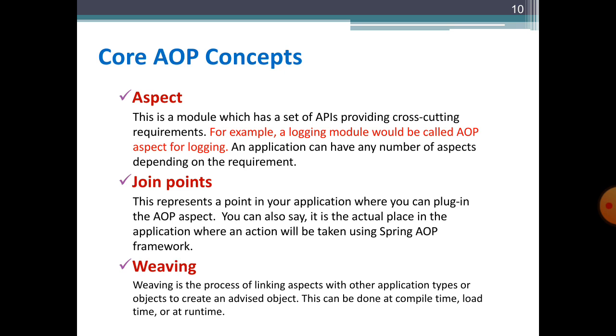So what are join points? Join points are where the advice is actually applied. What is advice? We will see different types of advice in a later part as well. Basically, a join point shows a point in your actual application where you can plug in aspect oriented aspects. You can also say it is the actual place in your application under development where different actions can be taken using this aspect oriented framework.